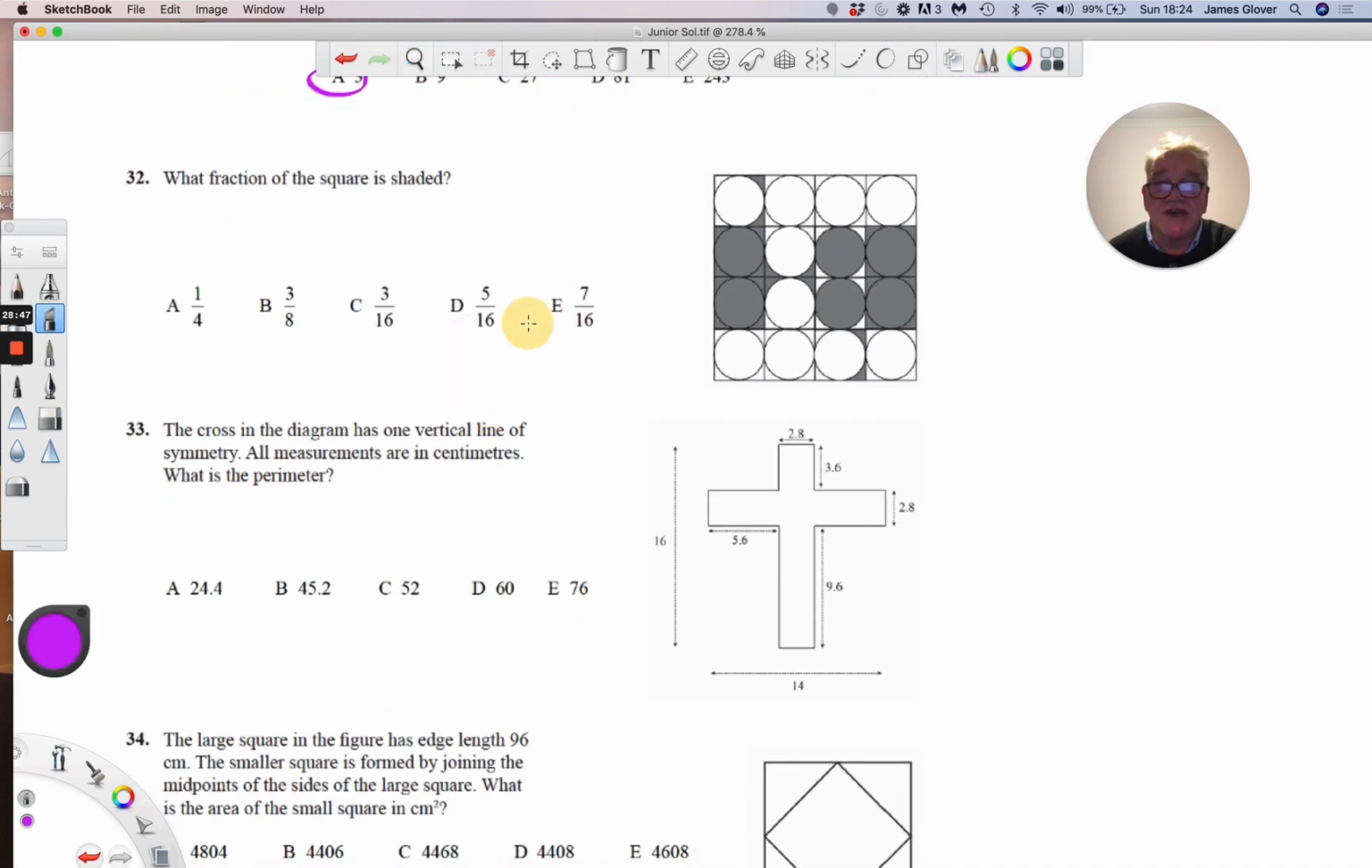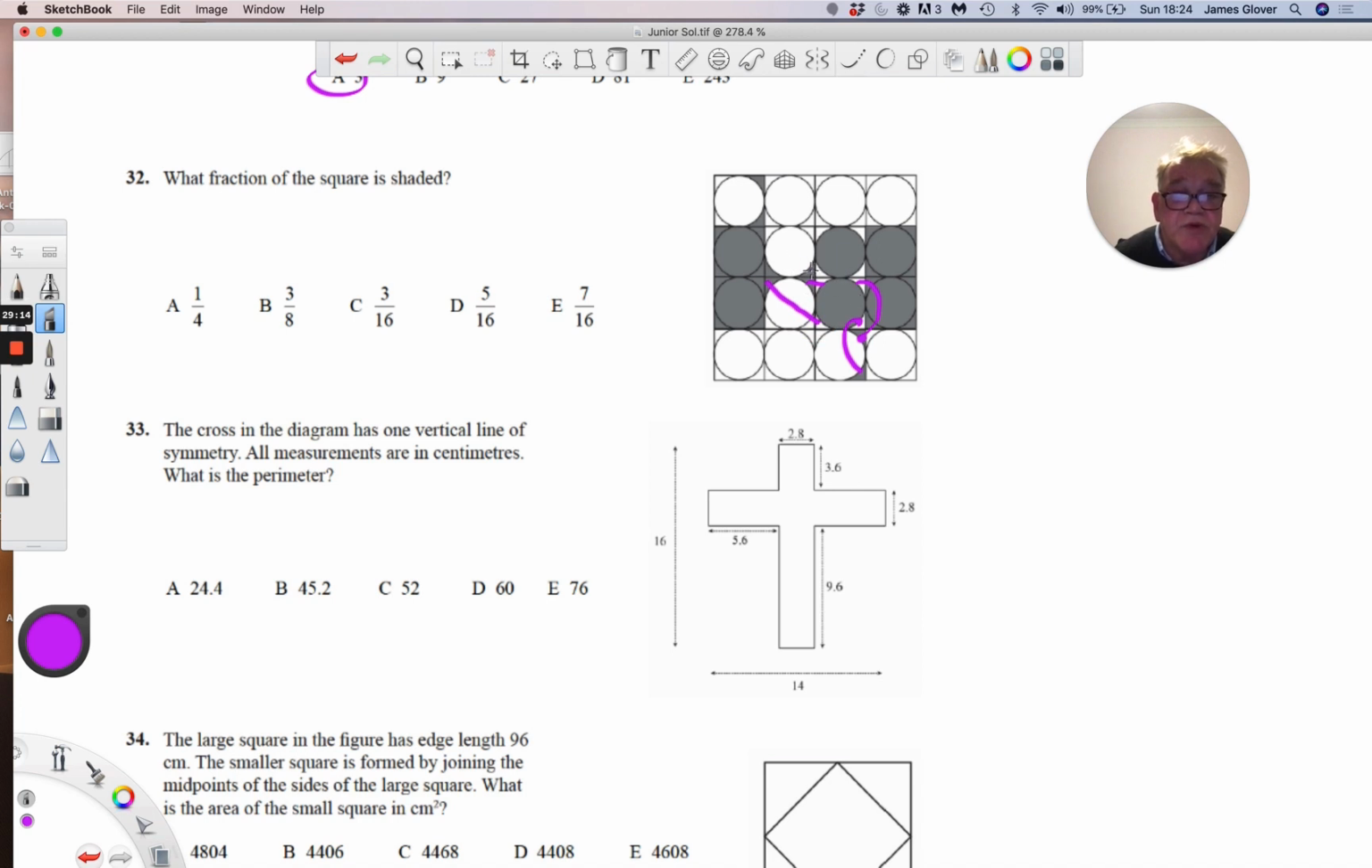What fraction is shaded? Well, if we were to move some of these pieces around, so that little section there can go up there, this little section can go in there, and this section can go there, this section can go there. That would fill the whole of that square.